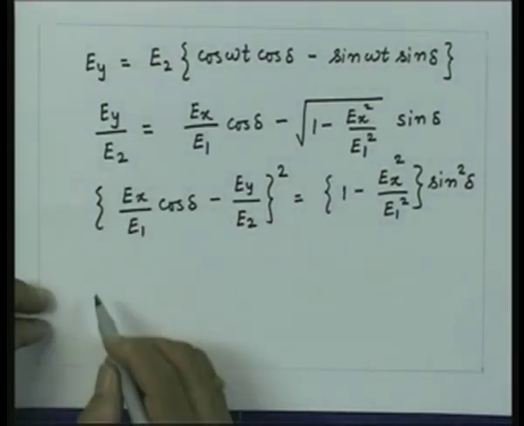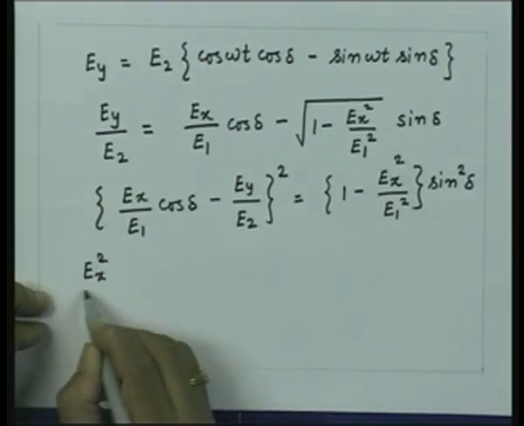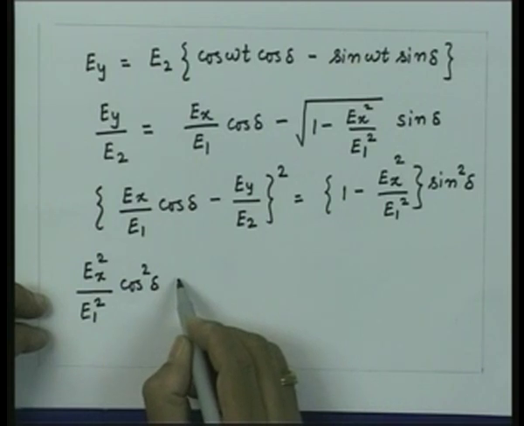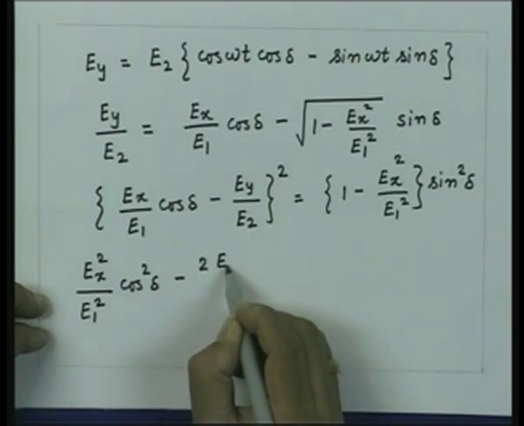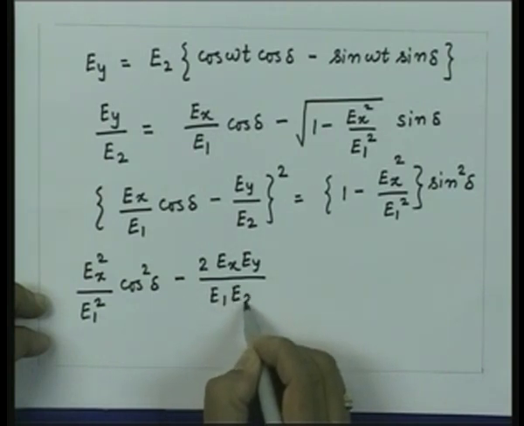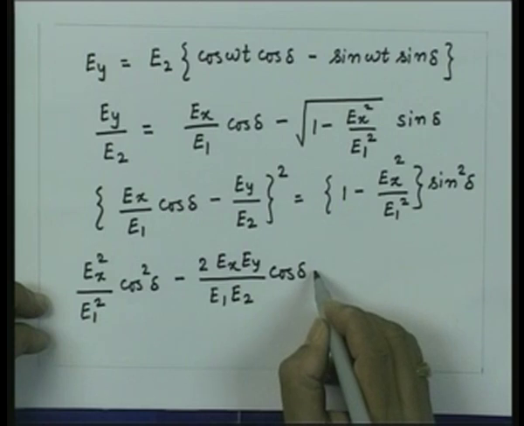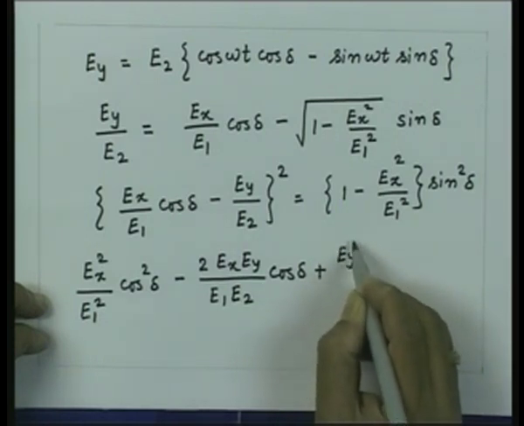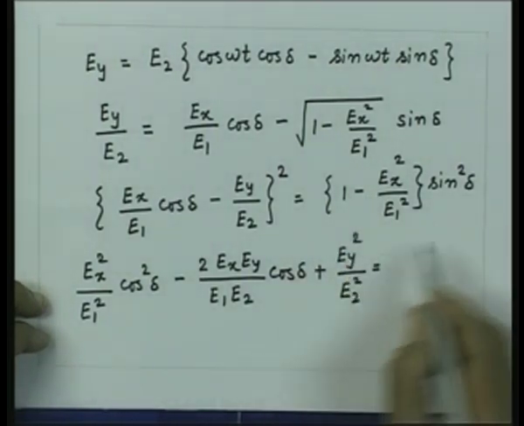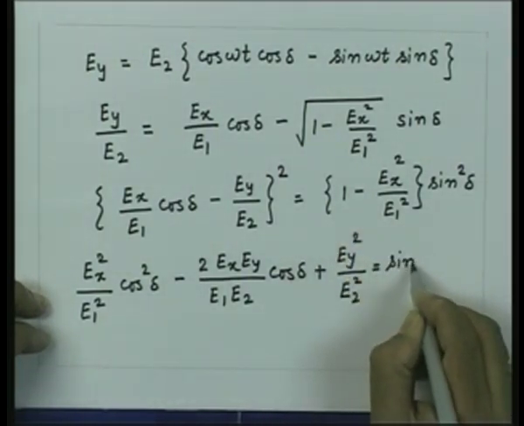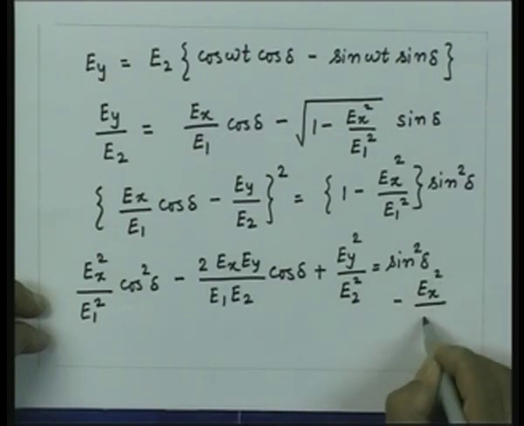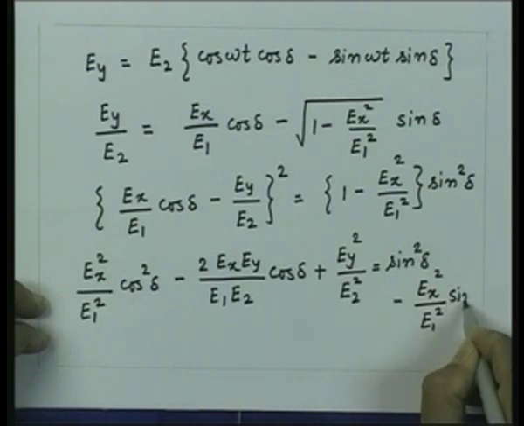I can expand this again. So, I get here Ex square upon E1 square cos square delta minus 2 Ex Ey upon E1 E2 cos of delta plus Ey square upon E2 square, that is equal to this quantity which is sine square delta minus Ex square upon E1 square sine square delta.